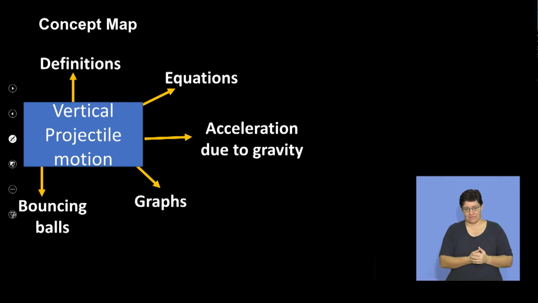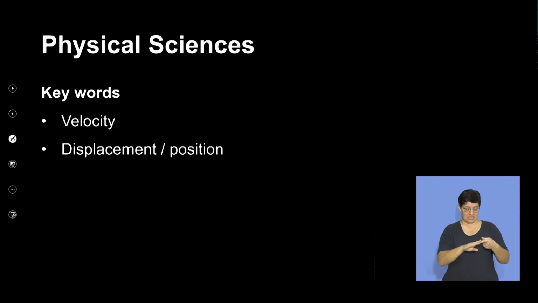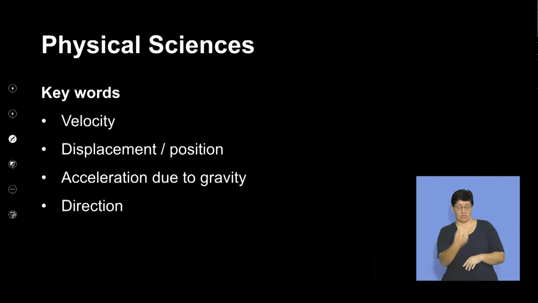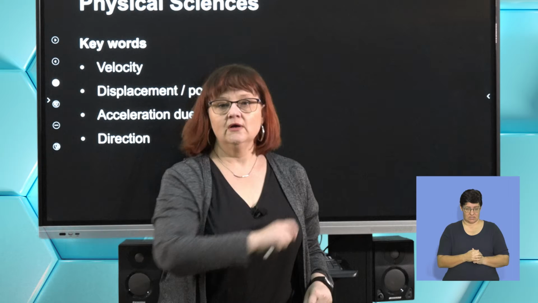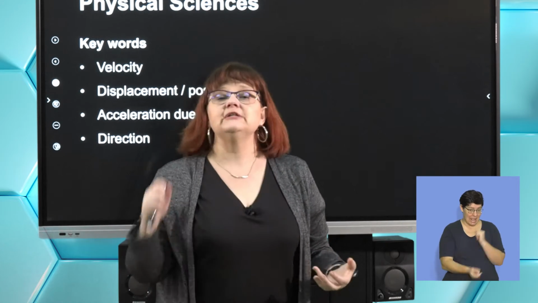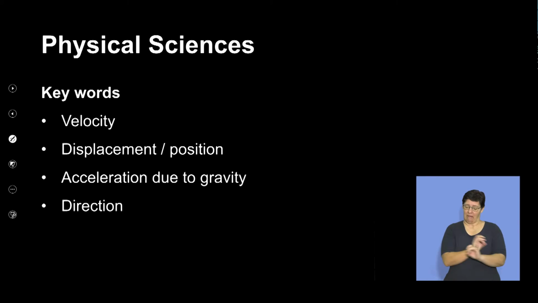Okay? So, we've looked at, through the series so far, definitions, equations, acceleration. Today we're going to look at graphs. So our keywords are velocity, which hopefully we know what that is, displacement and position. We're going to look at acceleration due to gravity, and then of course direction. Direction, direction, direction. If there's something that's going to make you make a mistake, it's going to be direction. So we've got to be very clear on our directions, okay, because we're dealing with vectors.